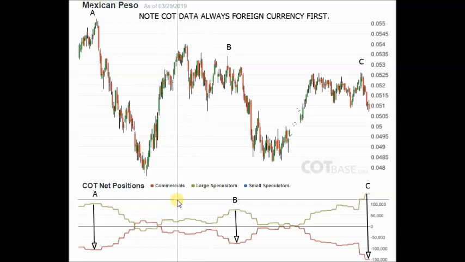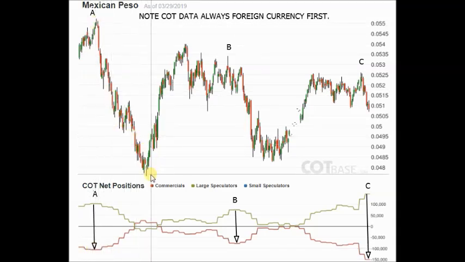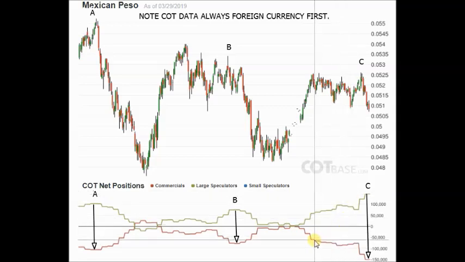And we're looking for big divergences between the groups, and we'll go with the commercials. Now, I've highlighted three setups here, A, B, C. Look at A: specs heavily long, commercials heavily short. Look at that fall. Beautiful move, right? B, not such a big divergence, but again, a decent fall. Check out C. It's the biggest divergence between specs and commercials on this chart. I think it's by far the biggest in the last 3 years.